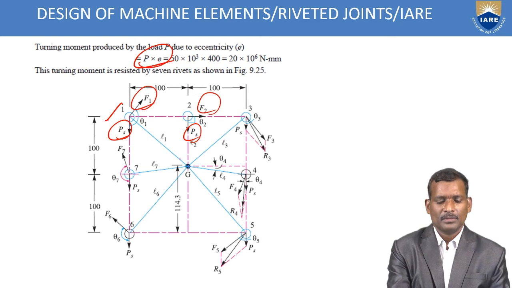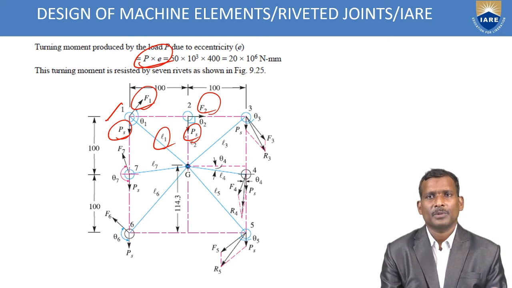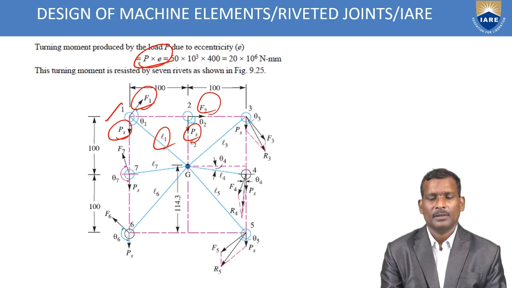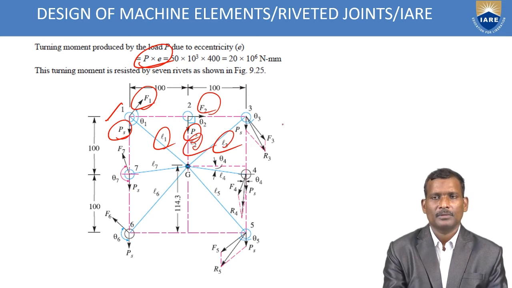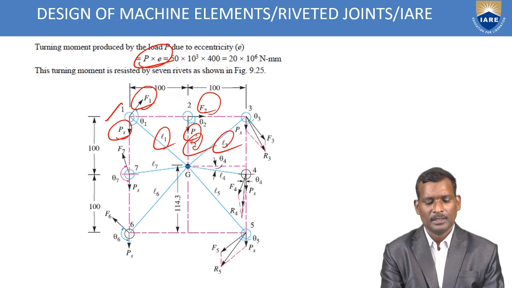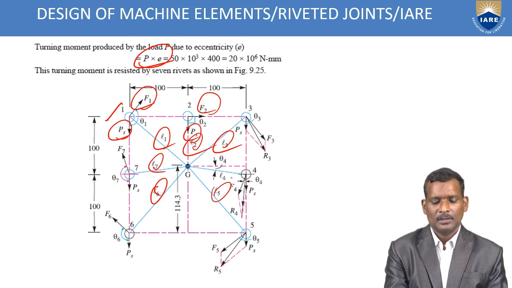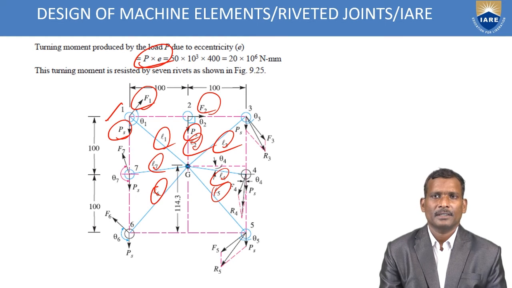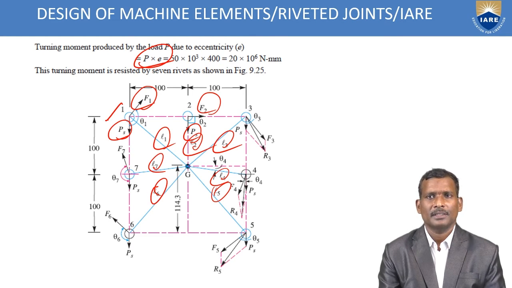Similarly, L1 is the first rivet's distance from the center of gravity. L2, second rivet. L3, third rivet. L4, fourth rivet. L5, fifth rivet, like that up to 7. Here, 7 rivets are there. Clear? And then find out the angle between the direct shear load and the secondary shear load.